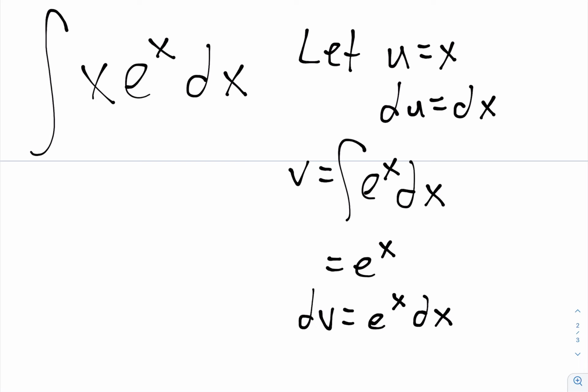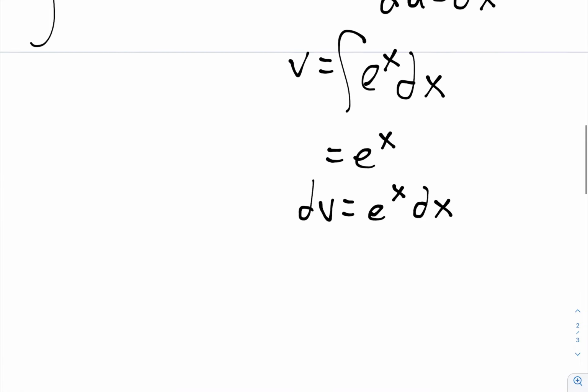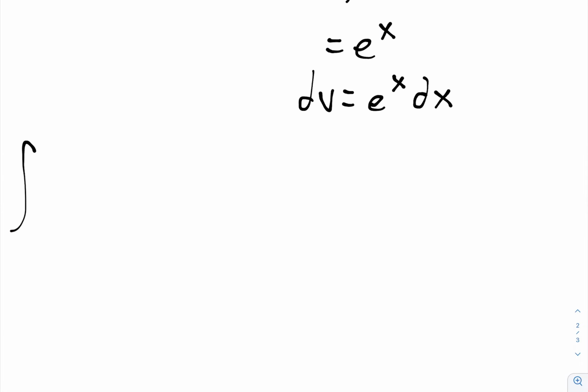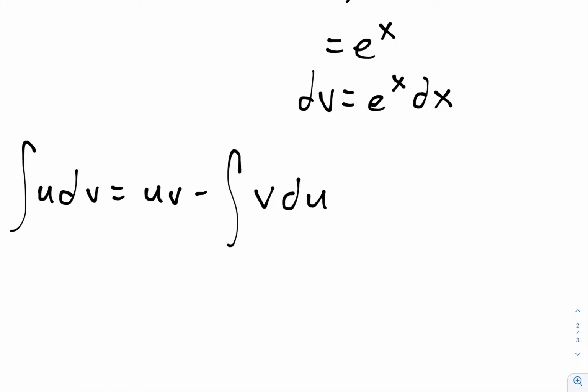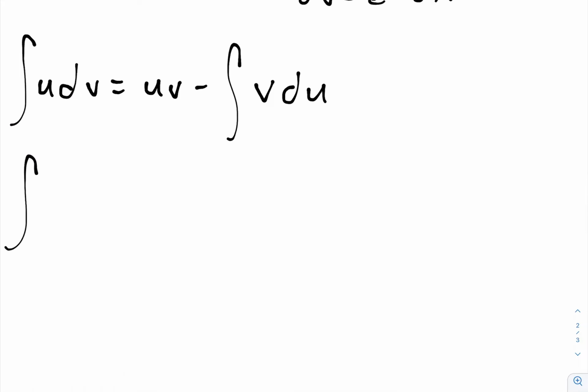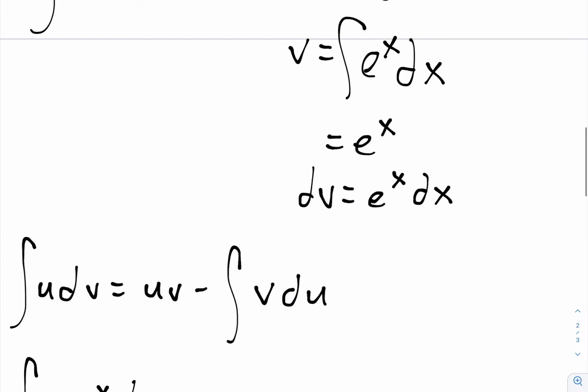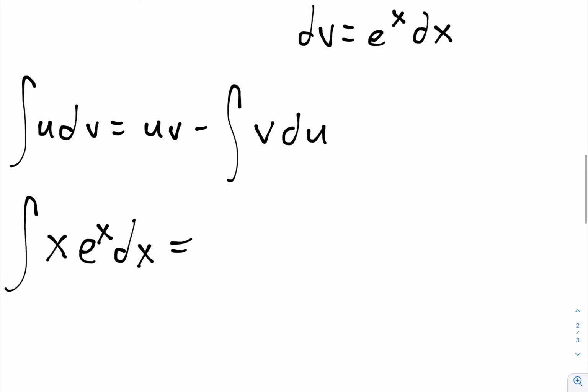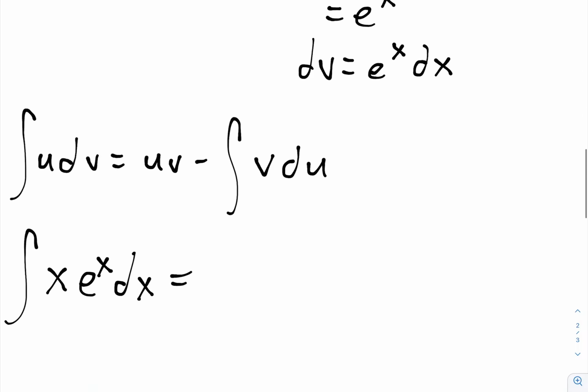Okay, so once we have that, we can start to plug things in here, right? So let's just go back to our formula. The integral of u dv equals u times v minus the integral of v du. Okay, so our u was x, dv is e to the x dx. This is our original expression. We're integrating that. That's going to be our u times v. So u is x, v is the integral of e to the x dx, which is just e to the x.